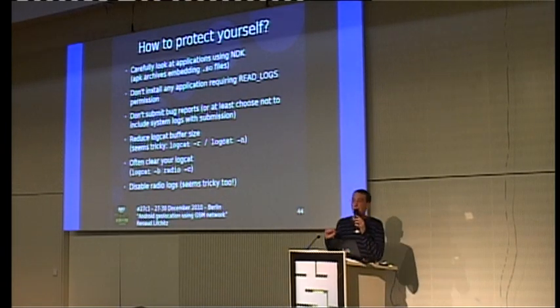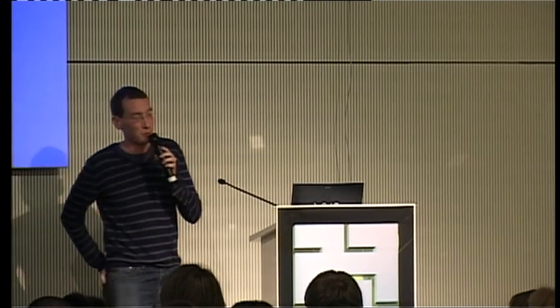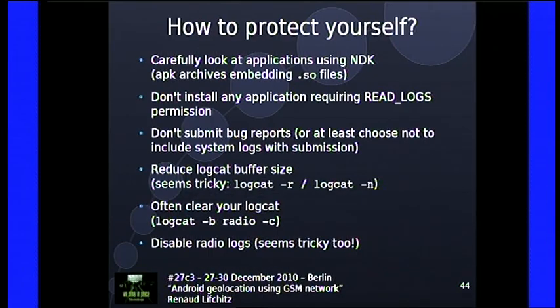But carefully have a look at the Google Feedback client and uncheck the box which sends the system logs. So you will be safe. You can reduce the logcat buffer size for your privacy. This is a bit tricky and a bit buggy, but you can try logcat -r and logcat -n to play with the log size and the buffer numbers, right?